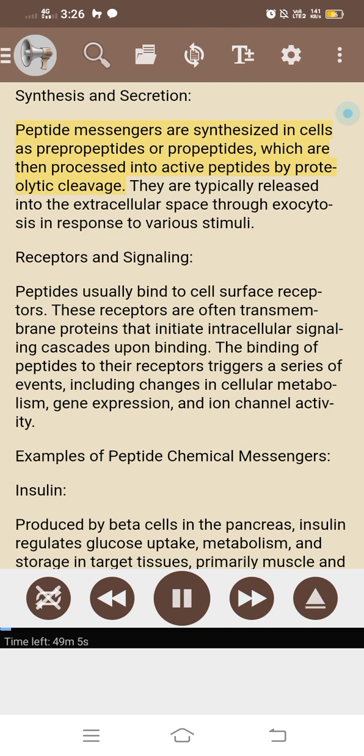Synthesis and secretion. Peptide messengers are synthesized in cells as prepropeptides or propeptides, which are then processed into active peptides by proteolytic cleavage. They are typically released into the extracellular space through exocytosis in response to various stimuli. Receptors and signaling. Peptides usually bind to cell surface receptors. These receptors are often transmembrane proteins that initiate intracellular signaling cascades upon binding. The binding of peptides to the receptors triggers a series of events, including changes in cellular metabolism, gene expression, and ion channel activity. Examples of peptide chemical messengers.